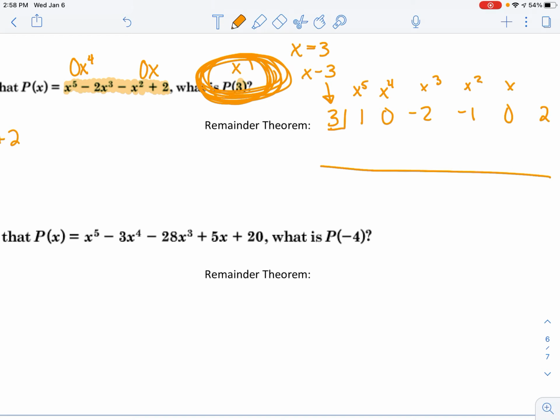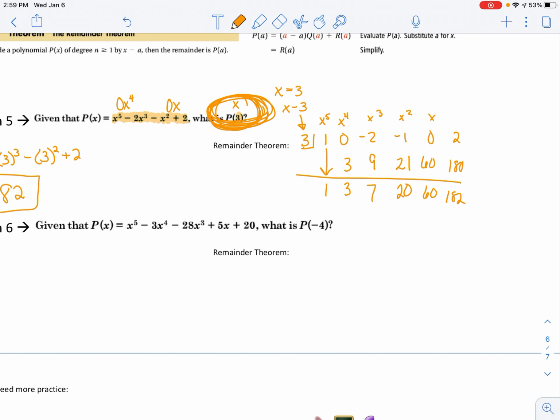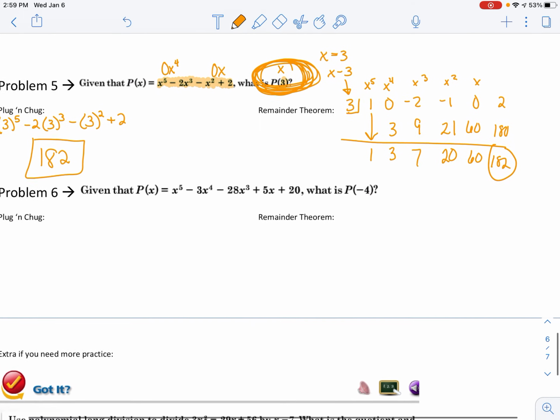I like synthetic division. Maybe I'm weird, but I just like it. So I drop down the 1, multiply with 3, add to 0. Now I take that 3, multiply to 3, add to negative 2. Now I take this 7, multiply it to 3, add to negative 1, multiply it with 3, add to 0, multiply it to 3, add it to 2. Now remember, I told you this was called the remainder theorem, right? That's because whatever you get as the remainder is your answer. Remember how over here we got 182?